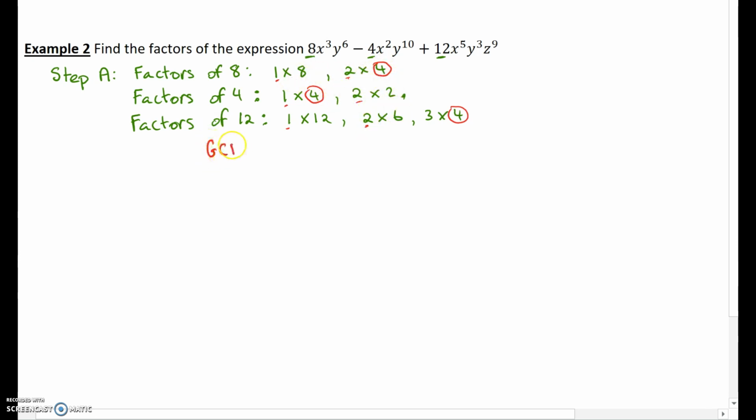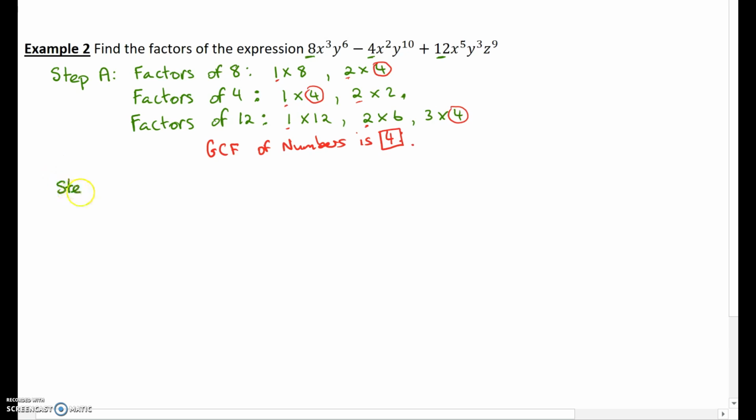So the GCF of the numbers is 4. Now you may spot that without actually having to go through this, and that's fine. If you can tell from looking at it that the greatest common factor is 4, that's fine. You don't need to list all of these, but I find that it helps sometimes people think through it slowly to write them out like that.